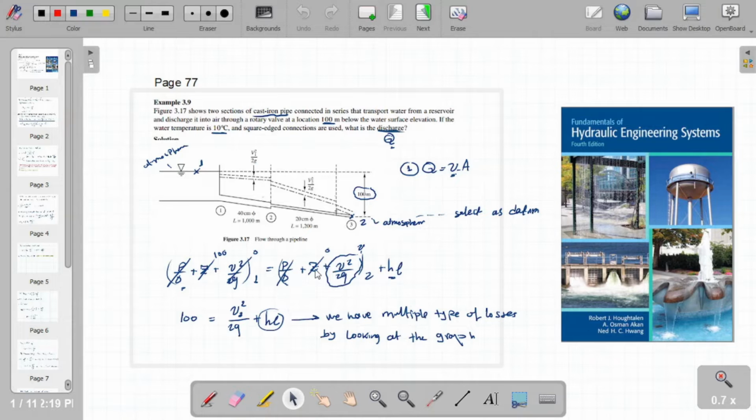Now the height Z at point 2 can be assumed to be 0. The velocity squared divided by 2 times the gravity acceleration at point 2 is unknown, and we don't know how much head loss happened. So, taking this equation back, 100 is equal to the velocity squared divided by 2g at point 2 plus the head loss.